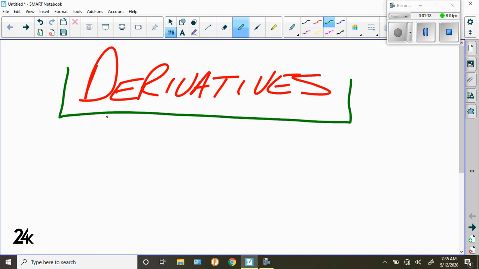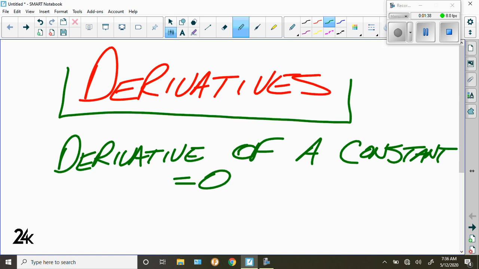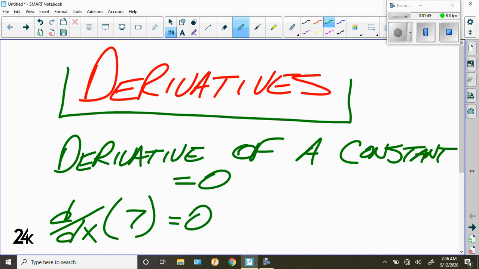But here we go. There are some rules for derivatives, and the first one says this: the derivative of a constant, which is just a number, equals 0. You would write d/dx, that's the symbol for derivative. So if I asked, what's the derivative of 7? Well, the derivative of 7 is 0.